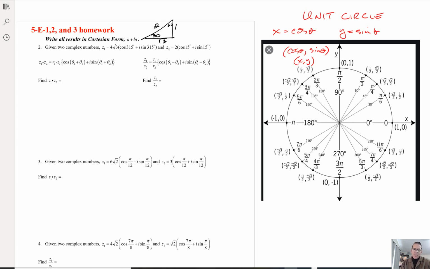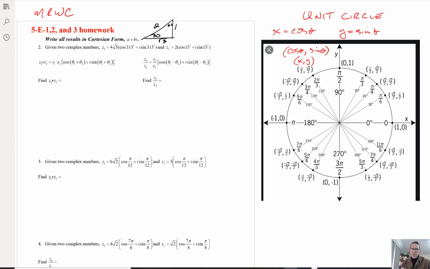This is Mr. Ainsworth, and we're going to get into your homework here in MRWC. I'm talking about homework on 5E1, 2, and 3. Now, again, this is modified by me, so it's not exactly the activity in the curriculum. It's just reformatted, but it contains all the same concepts.